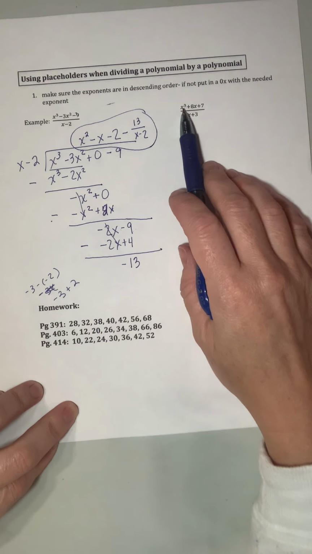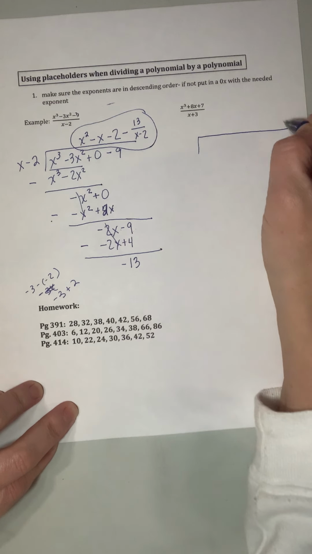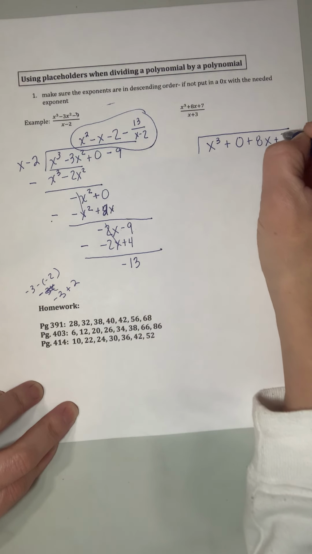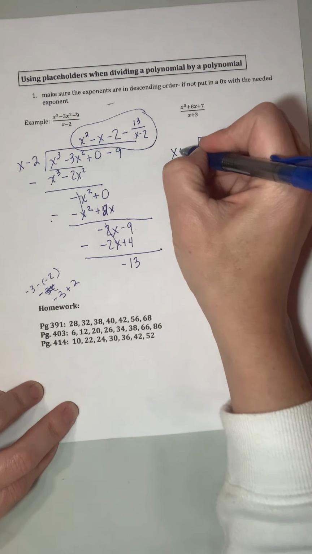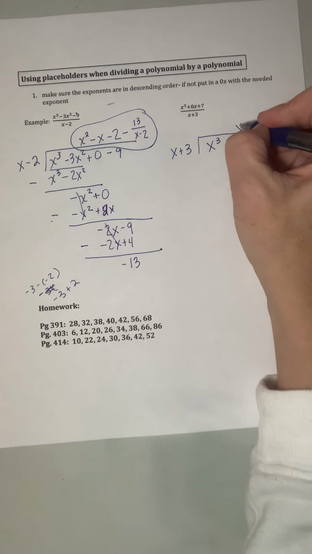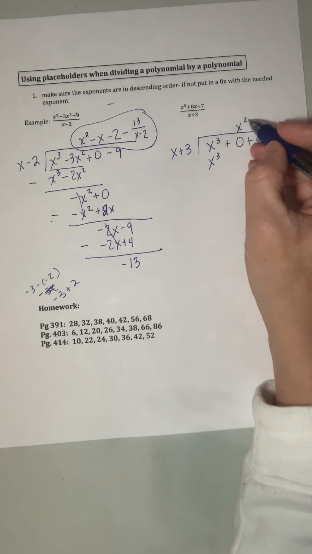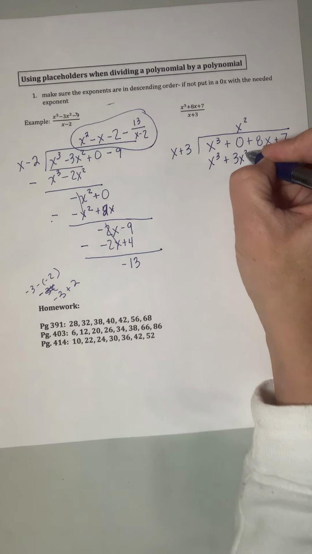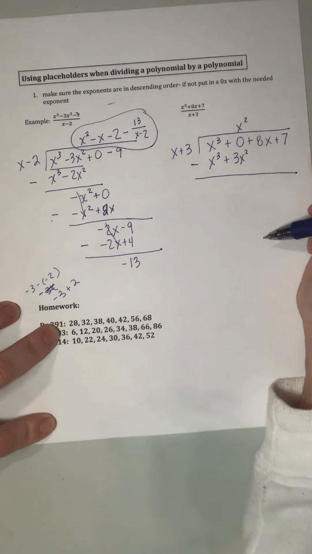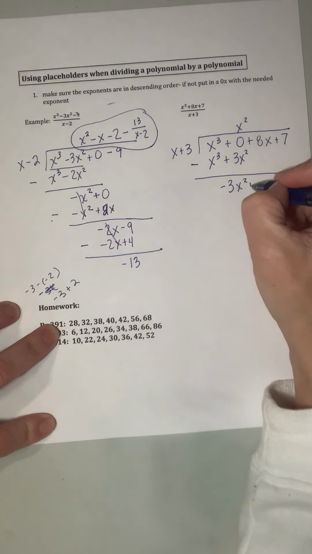Okay. We have x to the 3, but then it skips to just a single x. We're missing the x squared. So when we put this in the box, we're going to do x^3 plus 0 plus 8x plus 7. And then x plus 3 is on the outside. What do I multiply by x to get x to the third? That would be x to the second. x to the second times x is x to the third. x^2 times 3 is 3x^2. x^3 minus x^3 cancels. 0 minus 3 is negative 3x^2. Bring down your plus 8x.